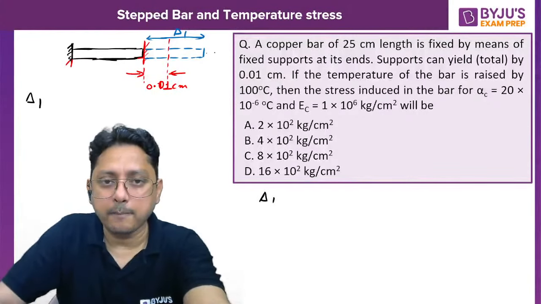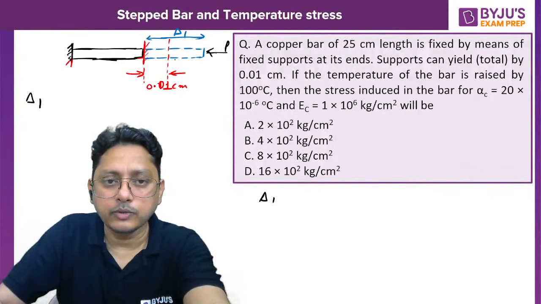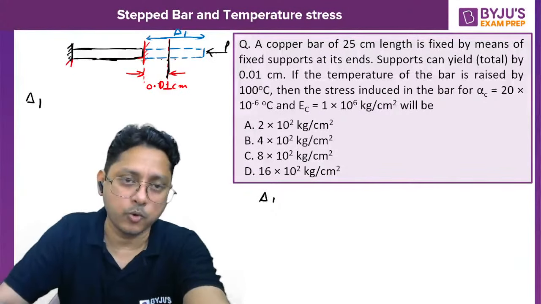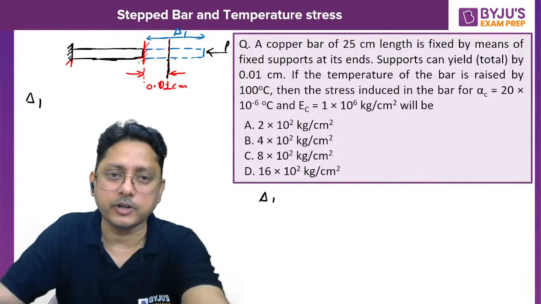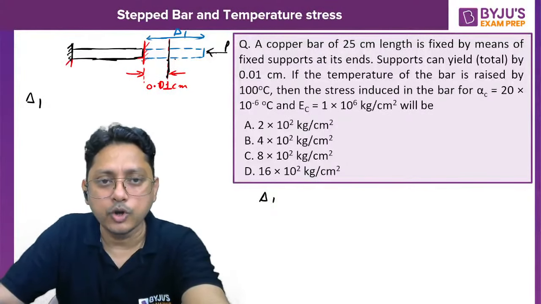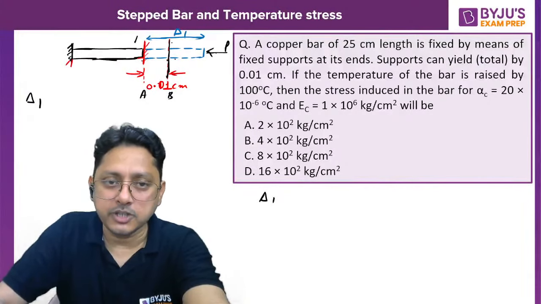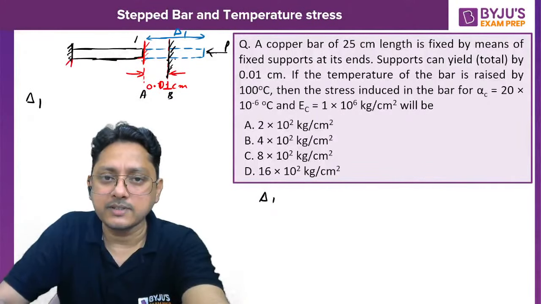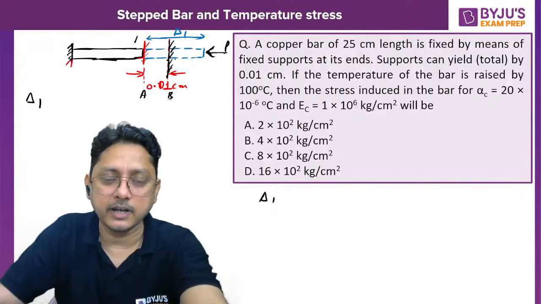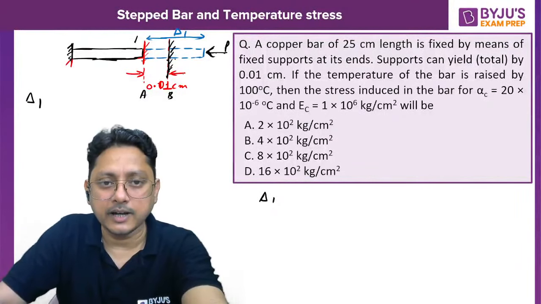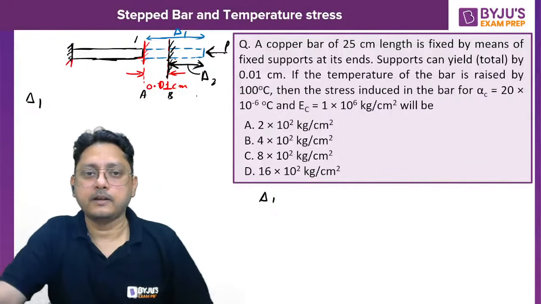Then you are going to apply the force to bring it back to the position. At which position will you bring it back? You are going to bring it back to this position, because this is the yielding of the support. After the increment of temperature of the bar, the support is going to move from position A to position B, and position B is the final position. So we are once again applying the force to bring the bar to the final position B. That is nothing but your delta 2, which you are doing by application of the force, right?